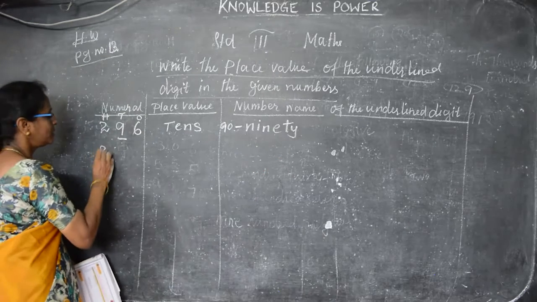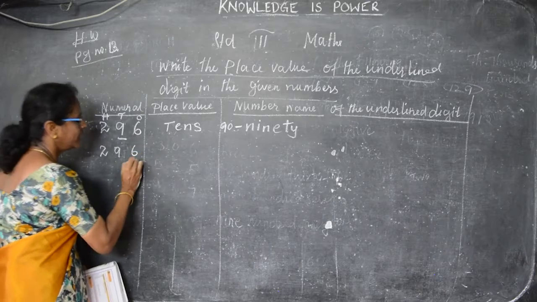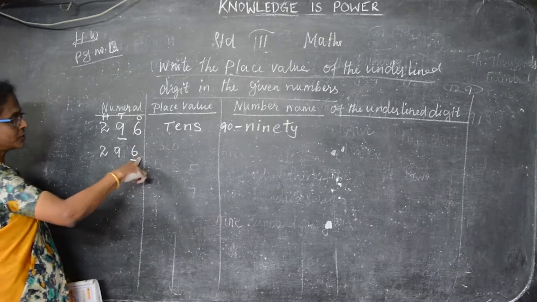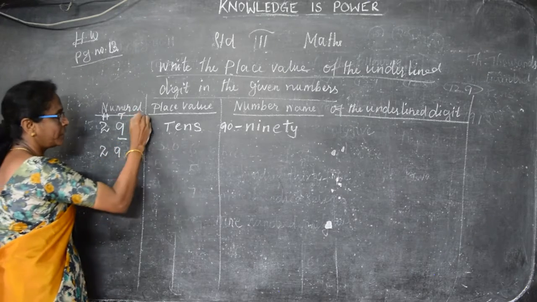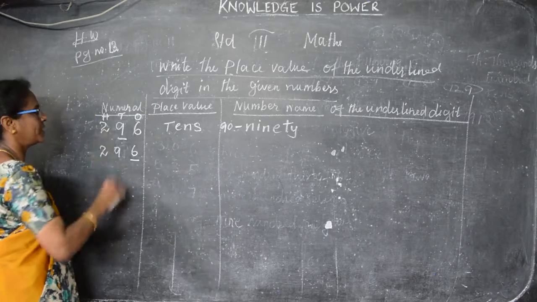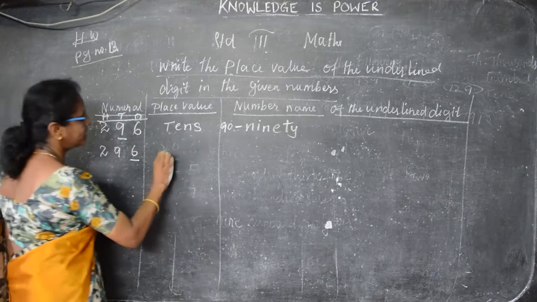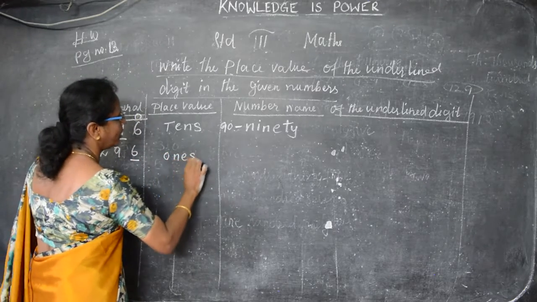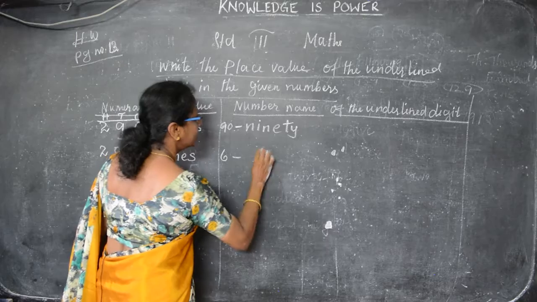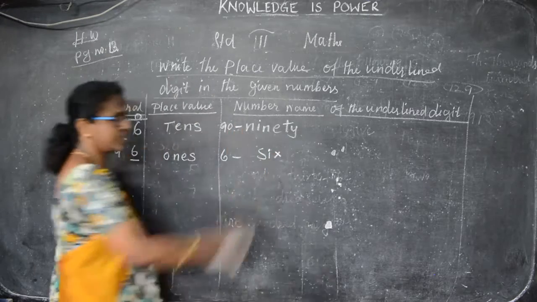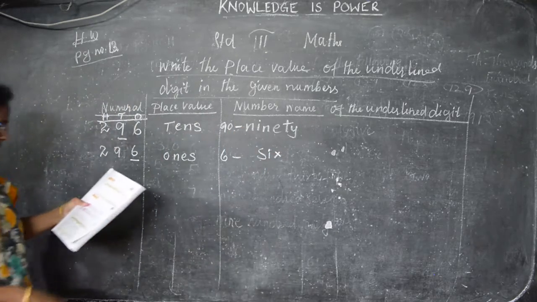And now the next one is 296. Here they have underlined the number 6. So 6 is in which place? Ones place. So you write ones. So you write 6 ones. Then 6 ones is 6. S-I-X, 6. Okay.